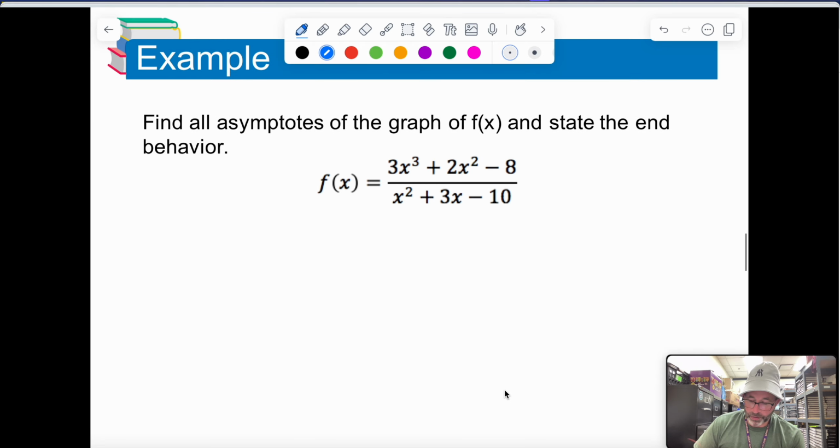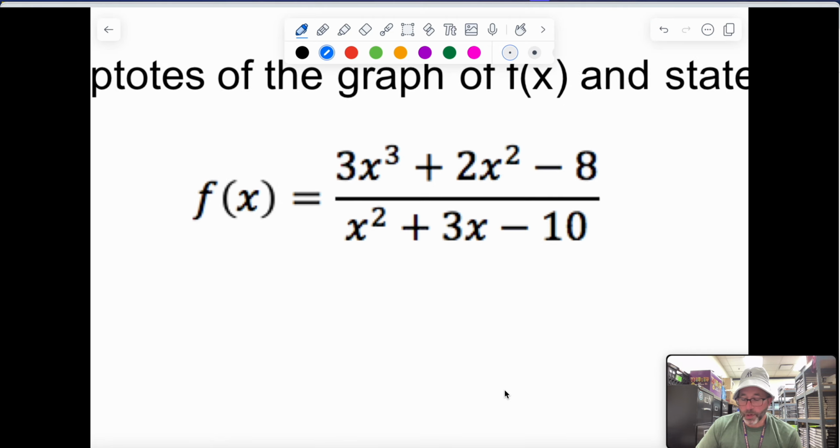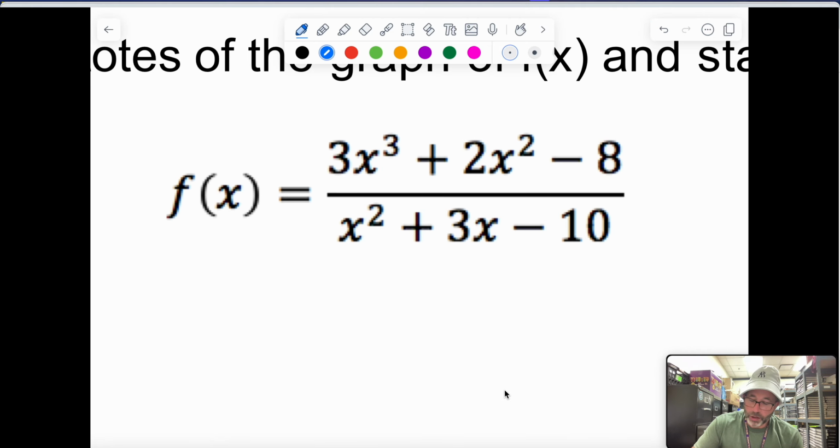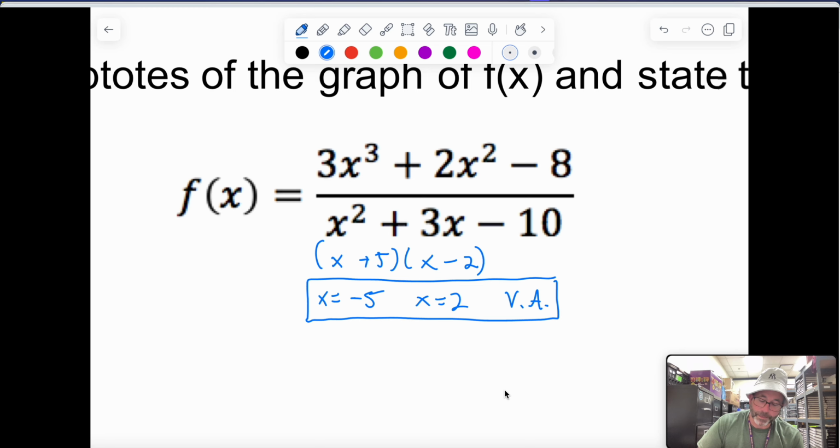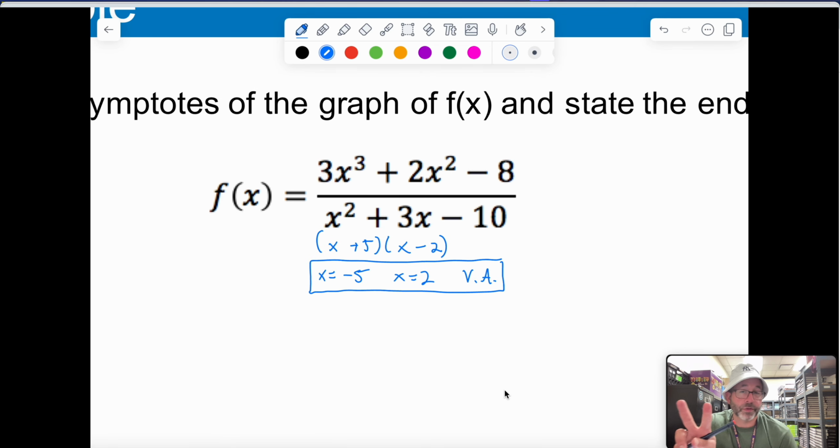We're almost through. It's just examples at this point. So this one says, find all the asymptotes of the graph, and then state the end behavior. Let's see what we got here. You ready? Looking at my top here, we've got x plus 5 and x minus 2. That's the denominator factored out. So we get that x is equal to -5 and x is equal to 2 are my vertical asymptotes. Okay, so we're going to have 2 vertical asymptotes for this problem.